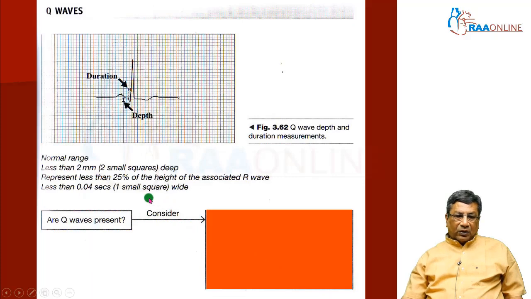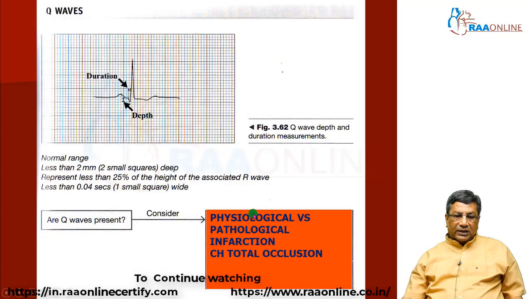Then we come to the QRS. Is any Q wave present? Please remember, it is physiological versus pathological Q wave. Pathological Q wave represents chronic total occlusion or infarction.